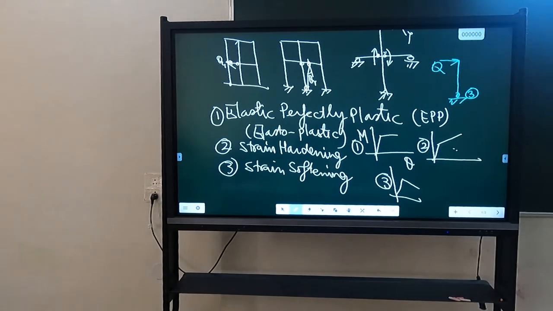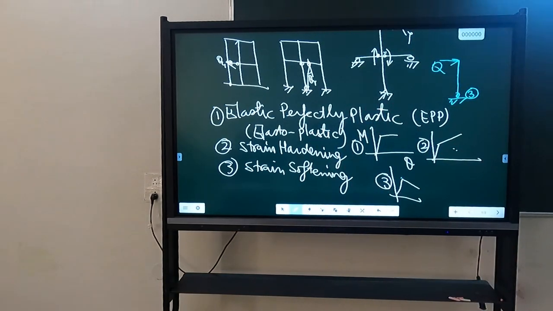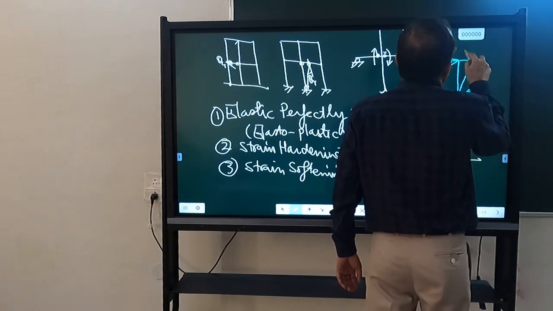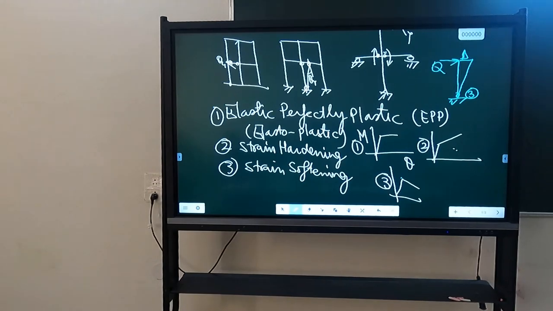Sir, so this point is indicating instability. The point of yield is indicating the point of instability. The force will reach there and the member will snap. If we change this, rather than applying Q, let us apply delta and measure the Q. We can do that also? Yes. This is called displacement loading. So rather than applying a force, we are applying a displacement, and whatever force is required to give that displacement, that we are measuring. Then what will happen?